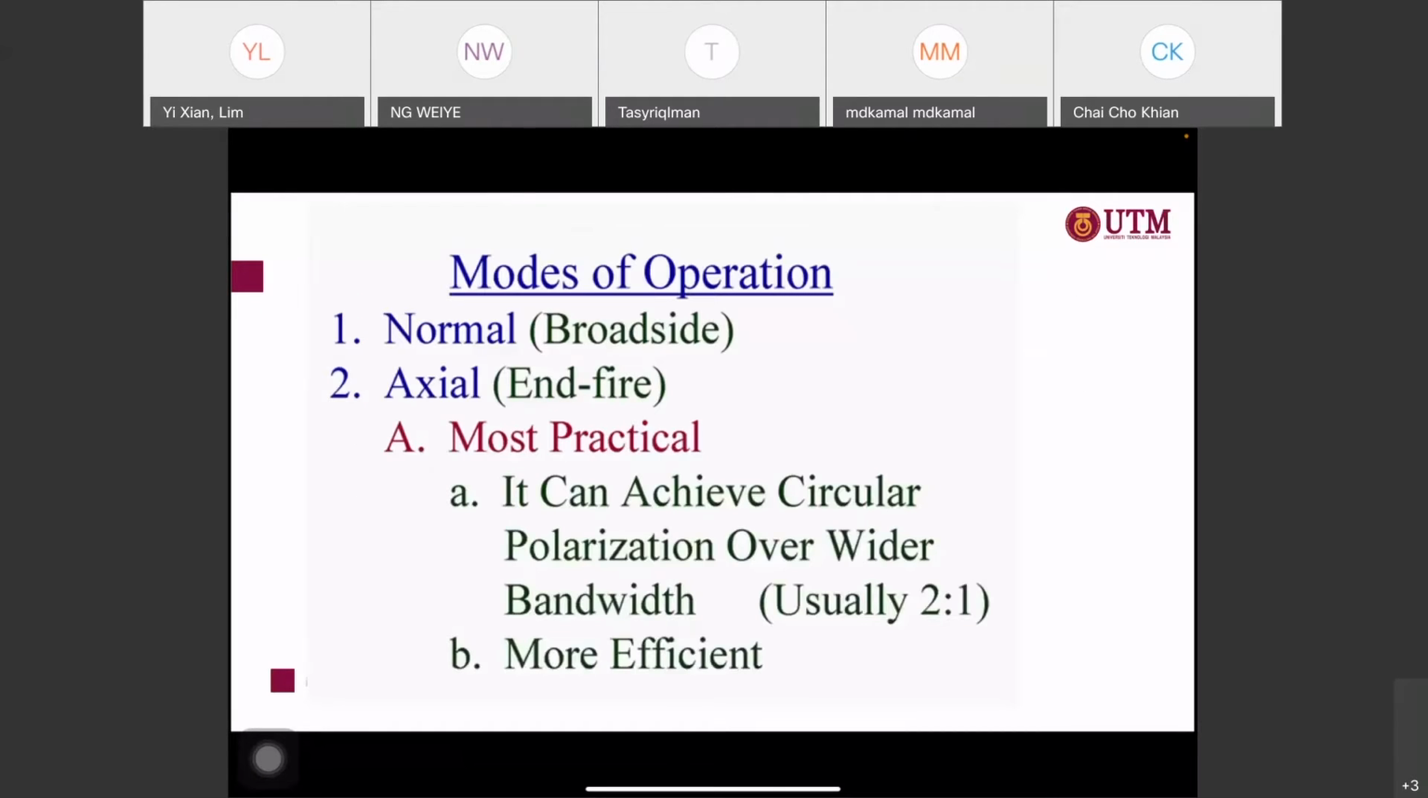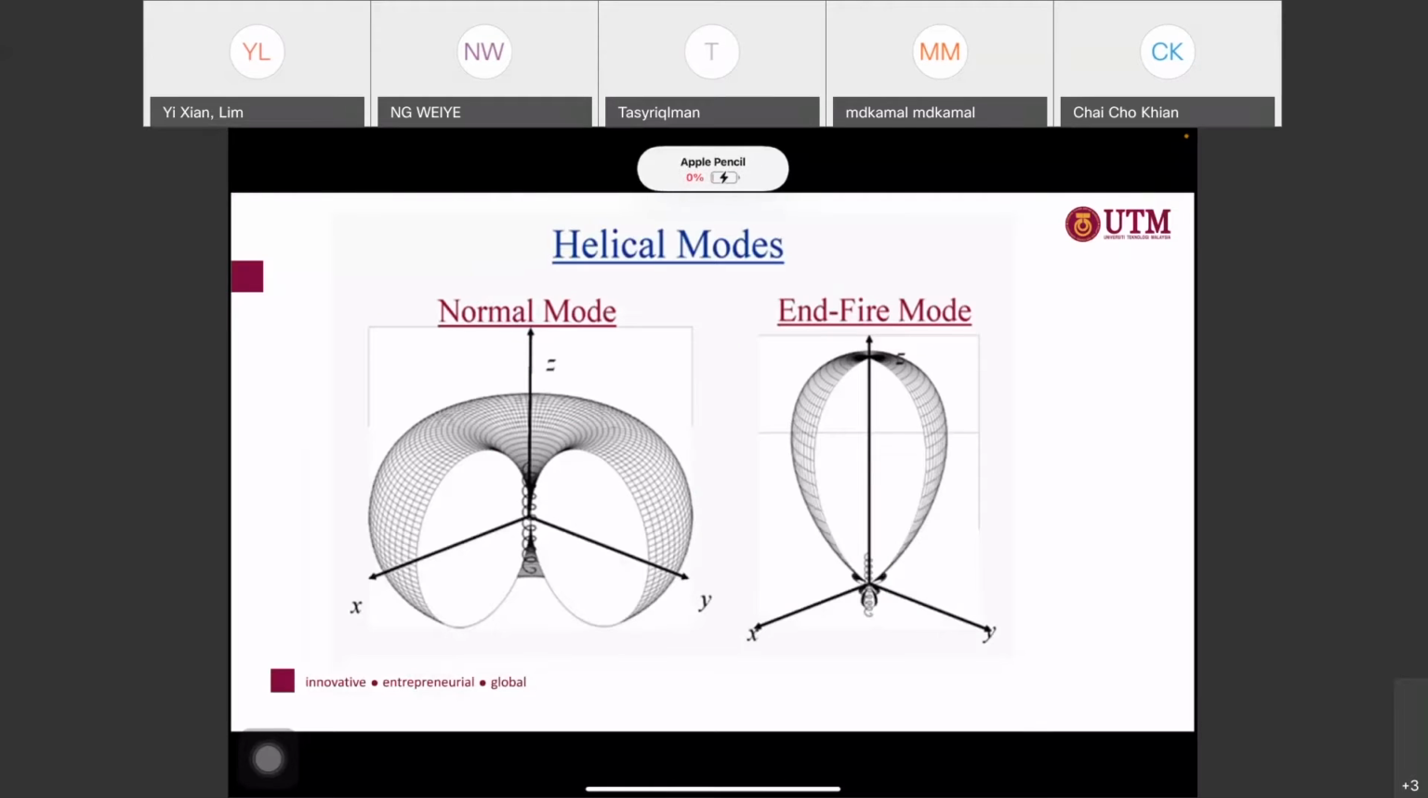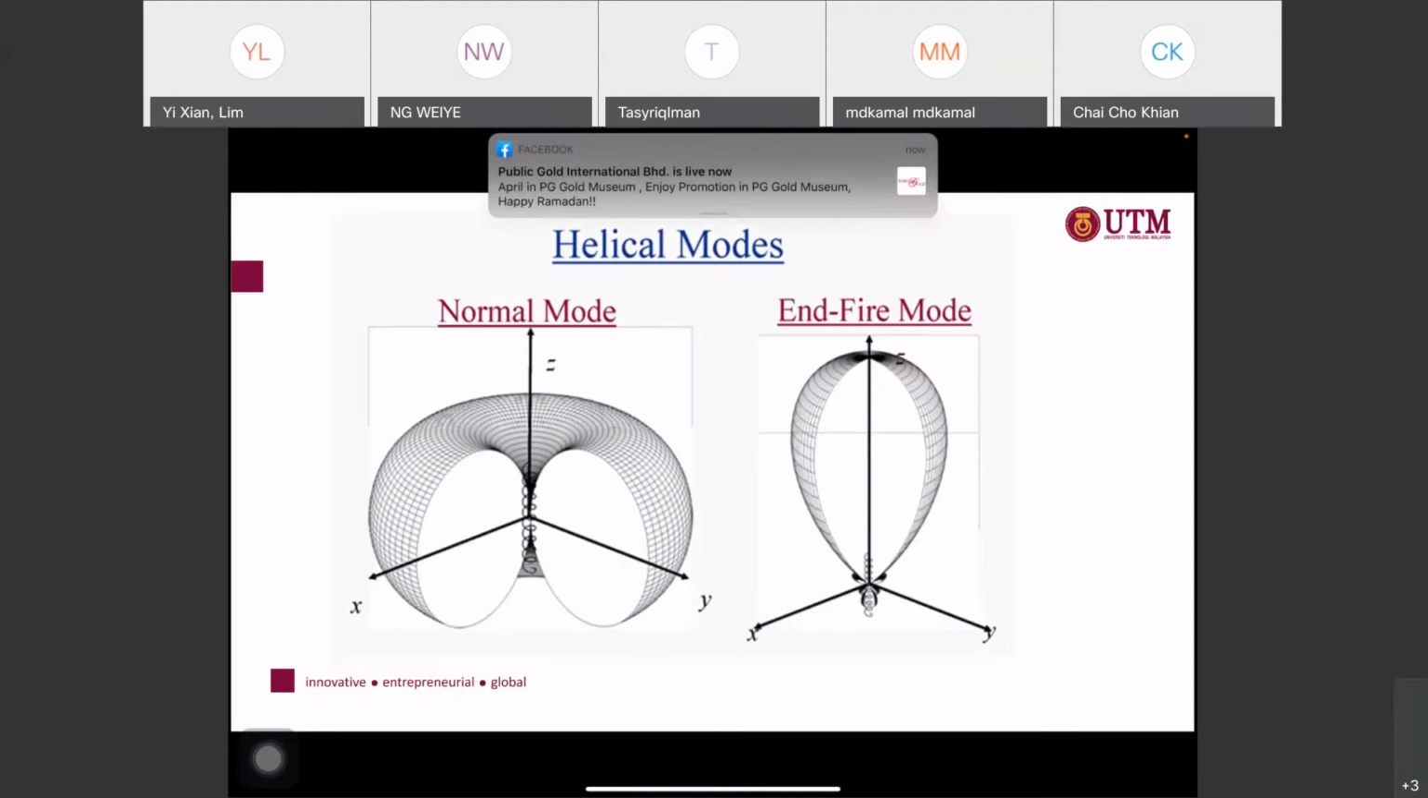In terms of the helical antenna, we have two different modes. The first one is broadside, which means like this, you can see here. We have our normal mode, as well as the end fire mode. Normal mode is just like what you have for the dipole antenna. So this is the normal mode.